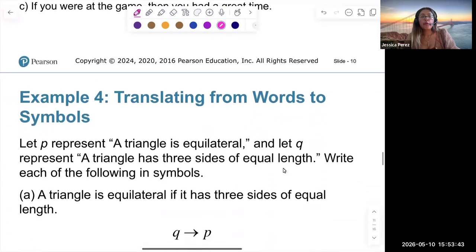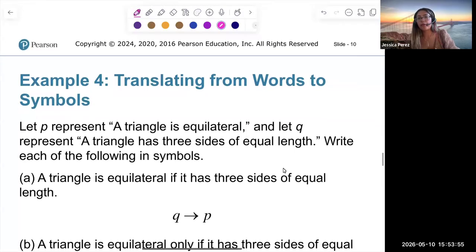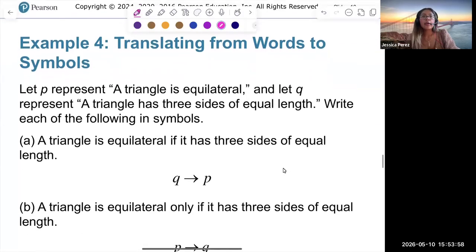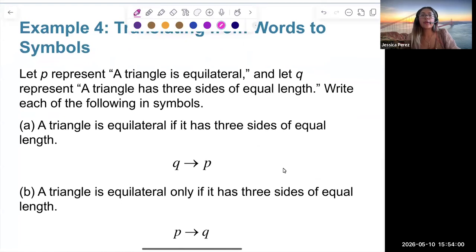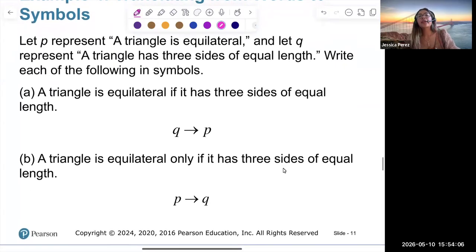Now let's look at example 4. Let P represent a triangle that's equilateral. That means that all the sides are equal. And let Q represent a triangle that has 3 sides. So if you are an equilateral, then it has 3 sides. You can say a triangle is equilateral if it has 3 sides of equal length. So if P then Q, a triangle is equilateral only if it has 3 sides.